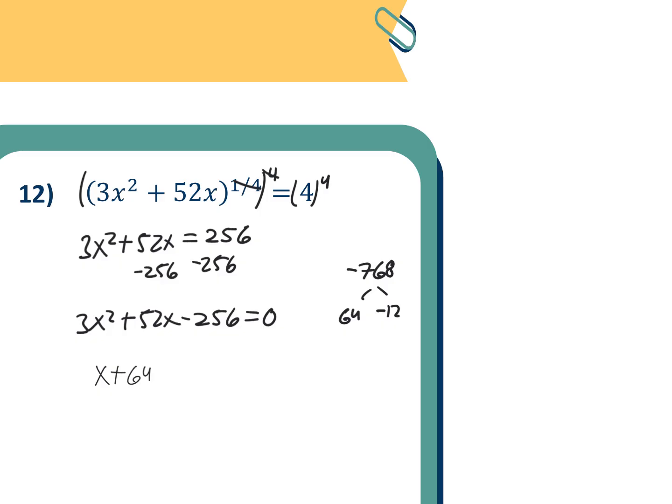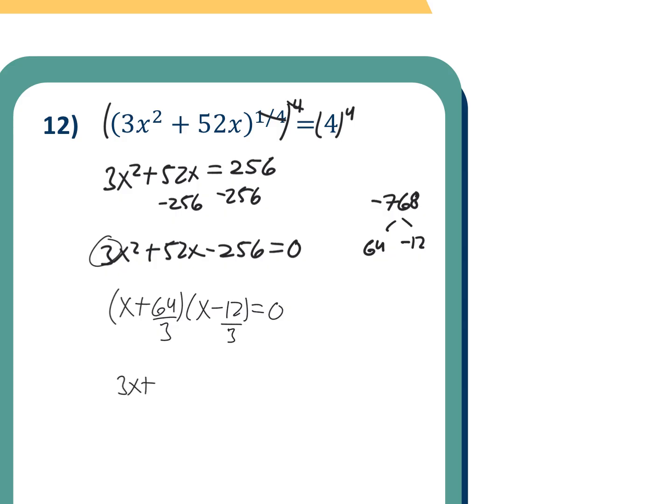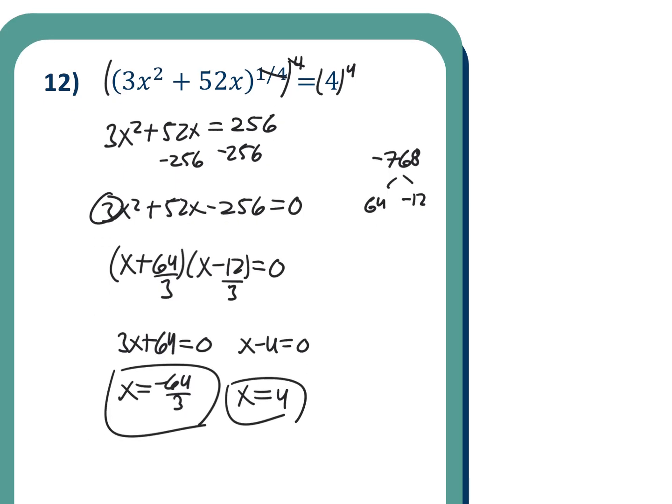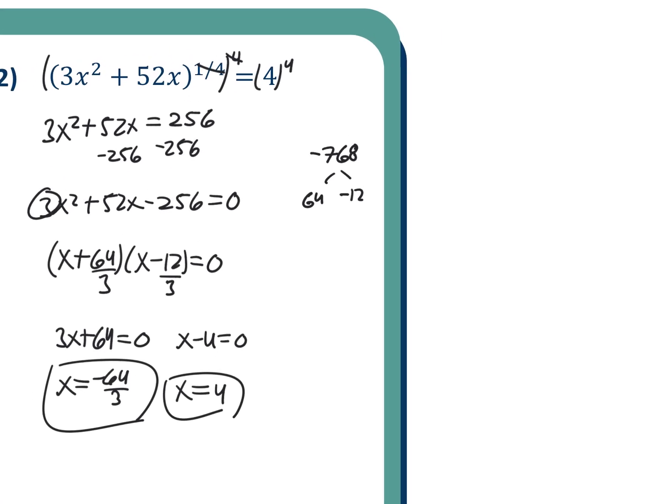So it's going to be x plus 64 and then x minus 12 equals 0. And then I can divide both sides by 3. And so we end up with 3x plus 64 equals 0, and then x minus 4 equals 0. And so I get x equals negative 64 over 3, and then x equals 4. All right, so then you just want to check and make sure that these do work. Again, this isn't going to be fun, but we can just check it. Check the harder one first. Let's get it out of the way.